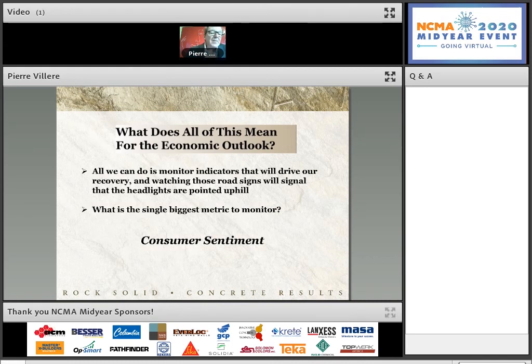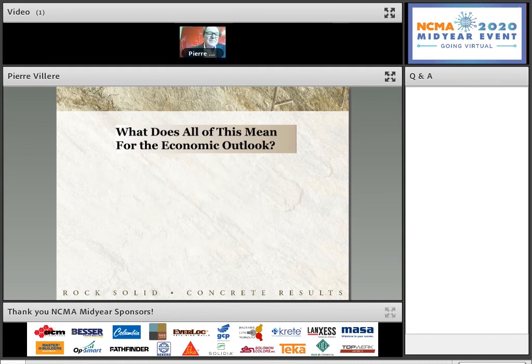What does all this mean for the economic outlook? All we can do is monitor indicators that will drive our recovery, and watching those road signs will signal that the headlights are pointing uphill. What is the biggest single metric to monitor? It is consumer sentiment.